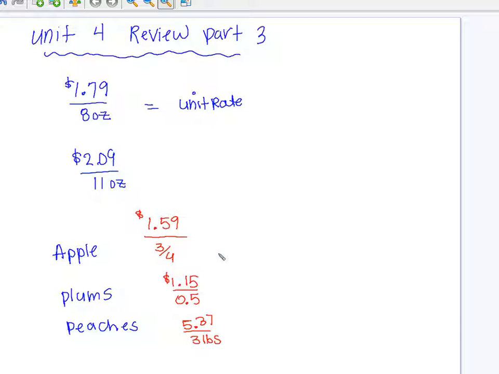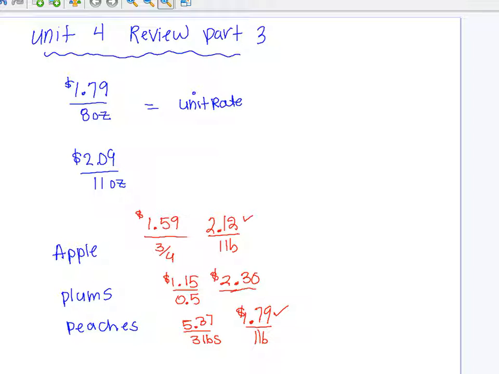Figure out the unit rate and determine which one is the best deal just by dividing. Now this one you would double because it's a half a pound, so you could say $2.30. This one, divide and it gives you your unit rate, so it's $1.79 for 1 pound. And this one is $2.12 for 1 pound. The best deals are the apples and the peaches because those are the cheapest.